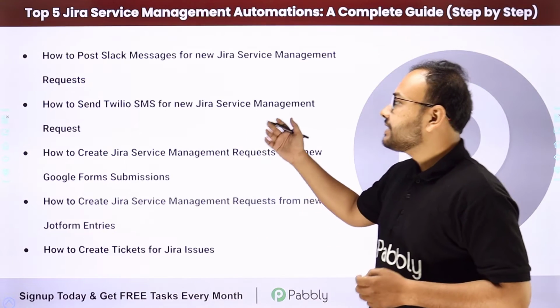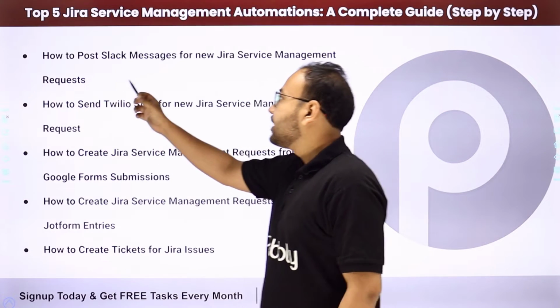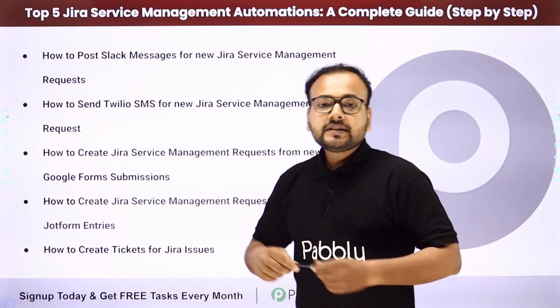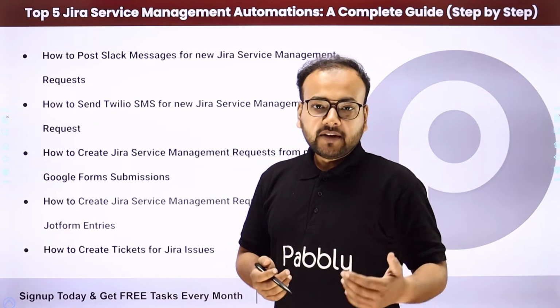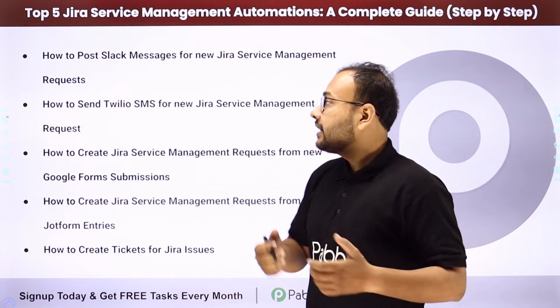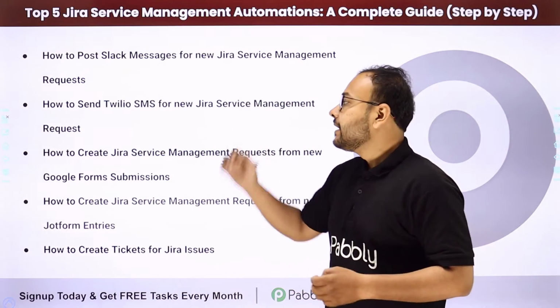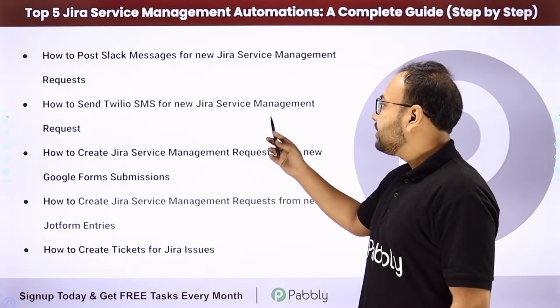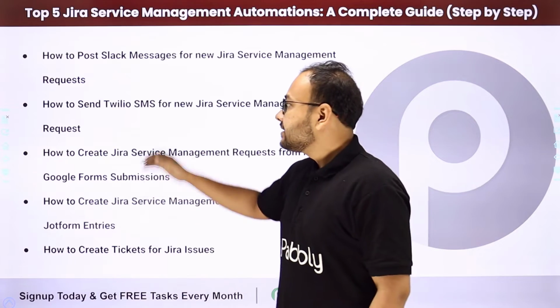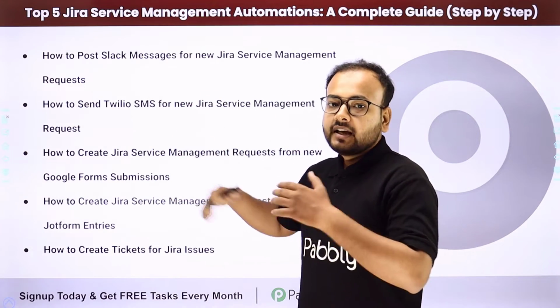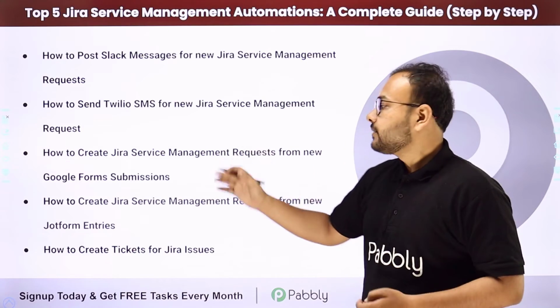So these are the use cases we have. The first one is how to post Slack messages for new Jira Service Management request. So if you're working in a team and using Slack for internal communication, you can use this automation to get the notifications of new Jira tickets. Second one is how to send Twilio SMS messages for new Jira Service Management requests. This is similar to the first one, but here we are sending an SMS message instead of a Slack message.